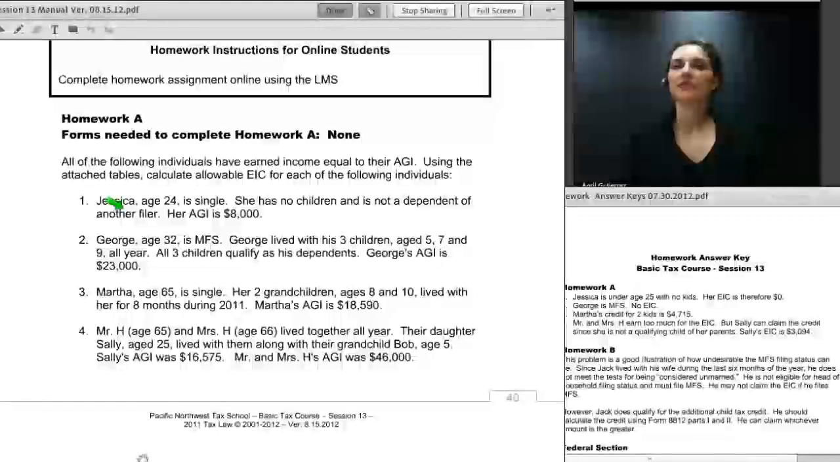And of course, Session 13 had 3 separate homework assignments. The first homework assignment was to determine the earned income credit for each of 4 different situations. Let's take a look at situation number 1 first.